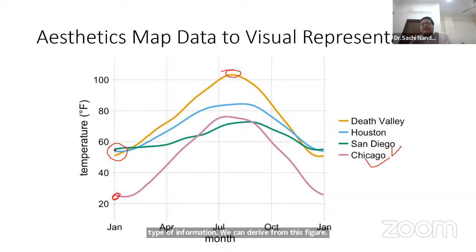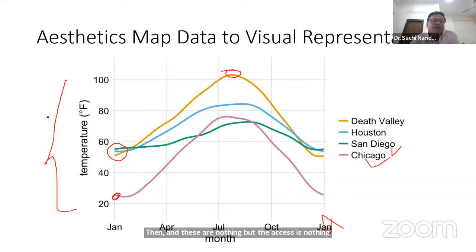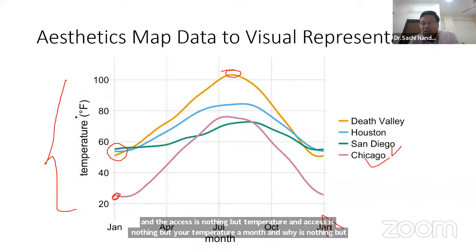Now look here. Why am I using different colors? Because each color represents one state of the USA. The x-axis is nothing but your month, and the y-axis is nothing but your temperature. On this basis, we can interpret the data.